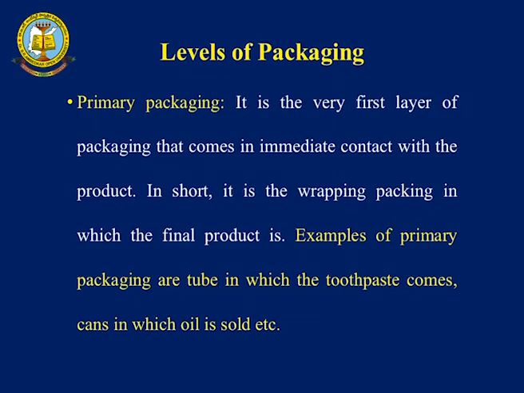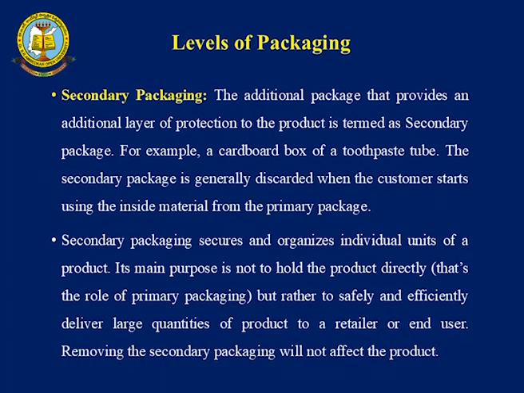So levels of packaging, dear students, as we have discussed. First one is primary packaging. It is very often the very first layer of packaging that comes in immediate contact with the product. In short, it is the wrapping packaging in which the final product is kept. Example, the tube in which the toothpaste comes, the can in which the oil is sold is called primary packaging. Then comes the secondary packaging, that is the additional packaging that provides an additional layer of protection to the product.